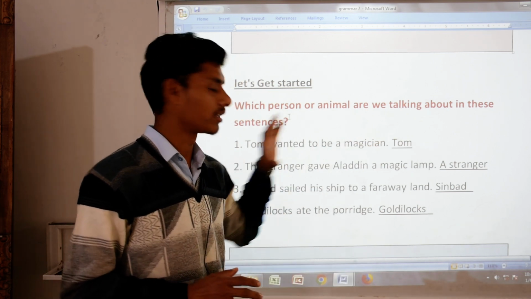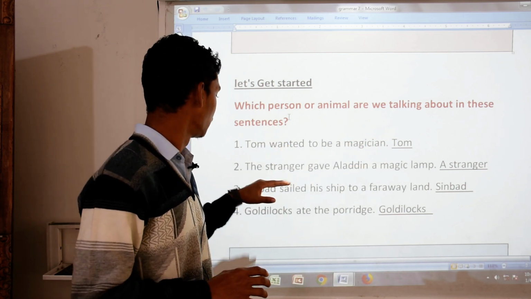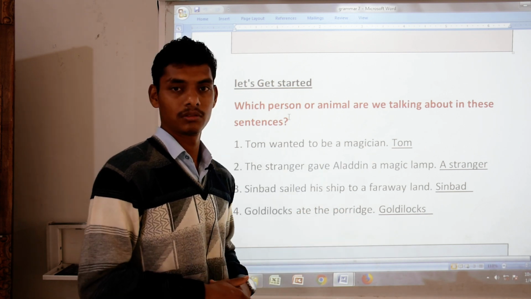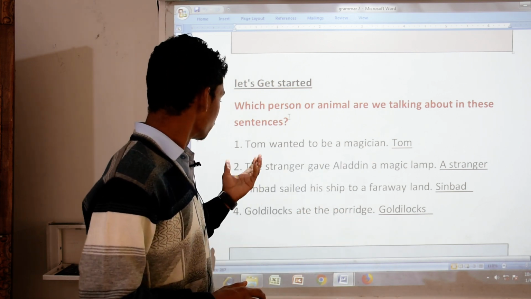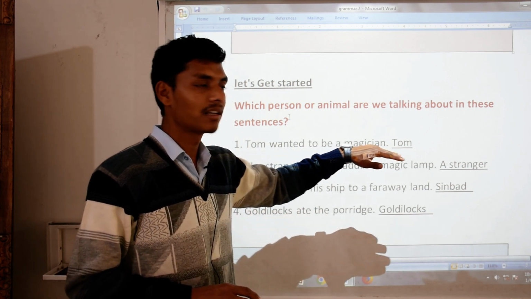It is the subject here. We are talking just about the stranger, who is a person. The stranger gave Aladdin a magic lamp. So the stranger is the subject, and "gave Aladdin a magic lamp" is what?